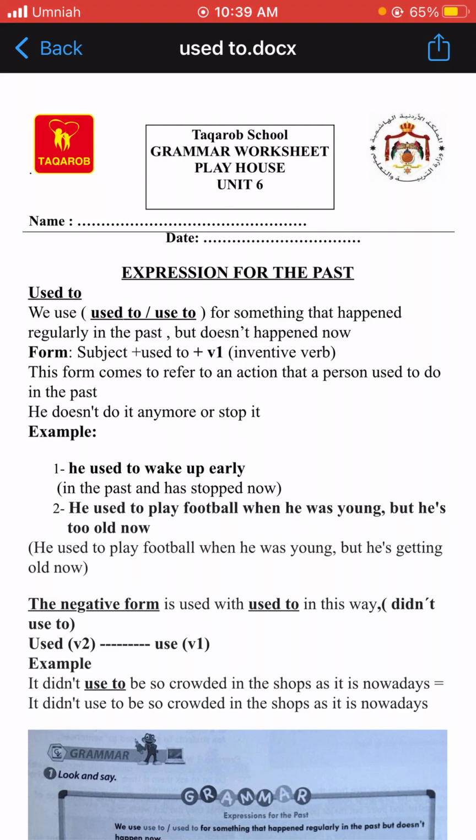As I said, verb 1, we cannot add s, es, ing, ed, ied to the verb, okay? So after used to, what do we have? Verb 1. Excellent. And this form refers to an action that a person used to do in the past. This is something that happened regularly in the past, but does not happen now.